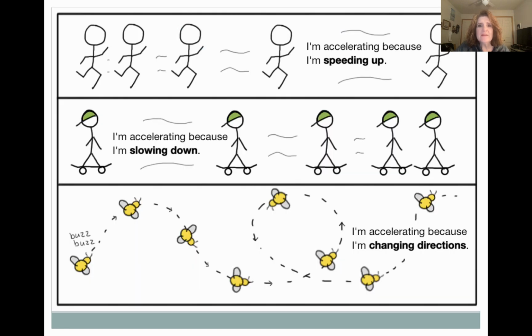So there are three ways that you can accelerate something. You can speed it up, you can slow it down, or you could change its direction.